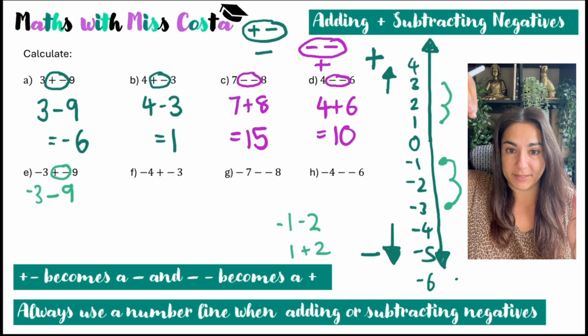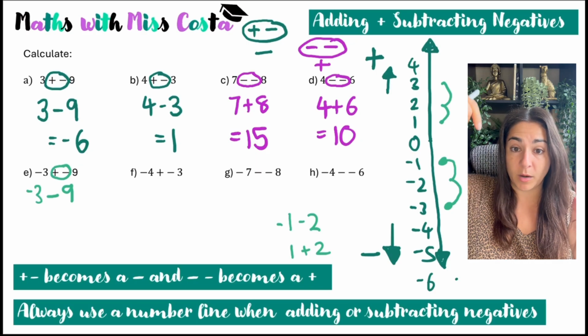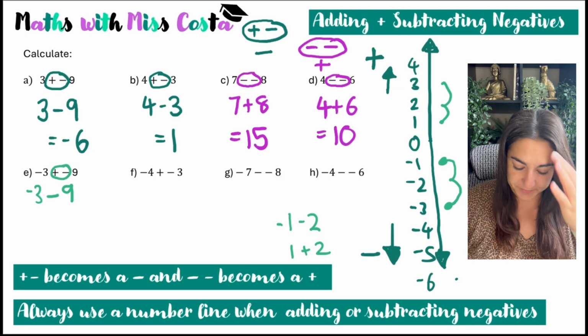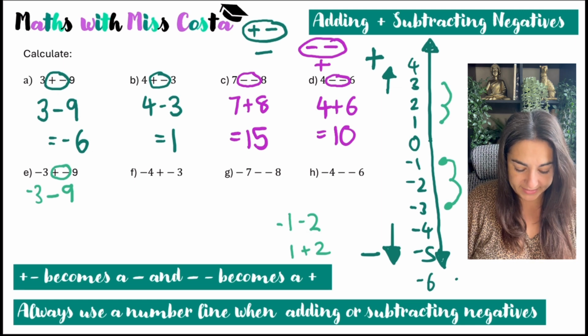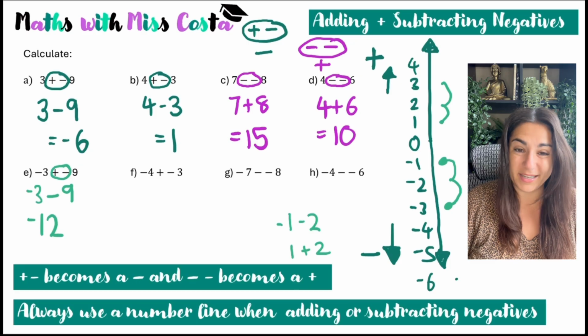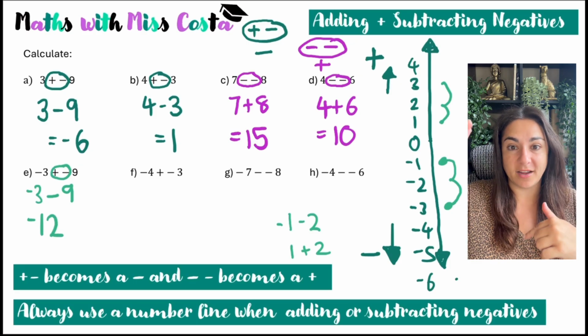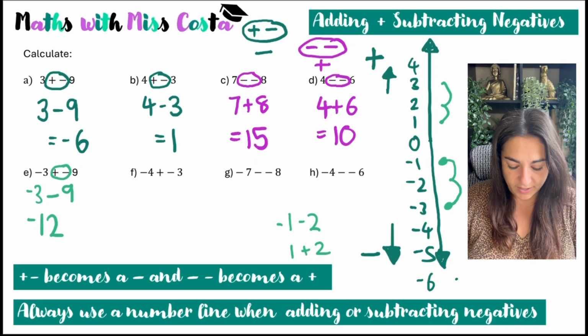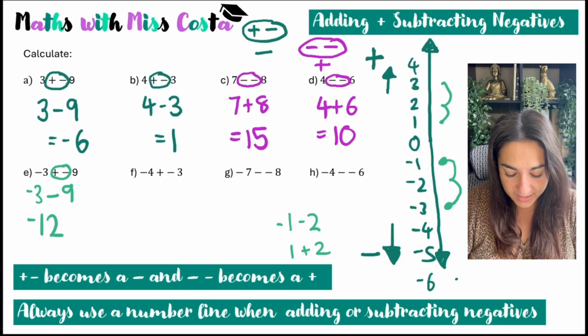And think to yourself, I'm subtracting, so it's going to have to go down the number line. And when we're going down the number line, the numbers actually get larger. So minus 3 minus 9 is going to be minus 12. Because if I think to myself 3 plus 9 on the other side, on the positives, that would give me 12.